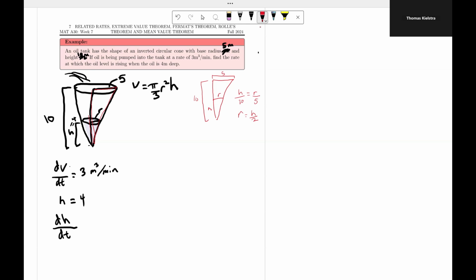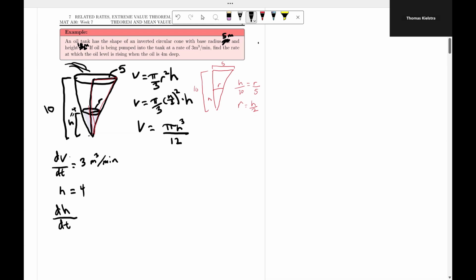We want to replace r with h. Okay. So this is going to give us v equals pi by 3 times h by 2 squared times h, which means v equals pi h cubed over 12. And now that I have v as an expression of h, when I derive, I'm going to get an expression for my change in h with respect to time.